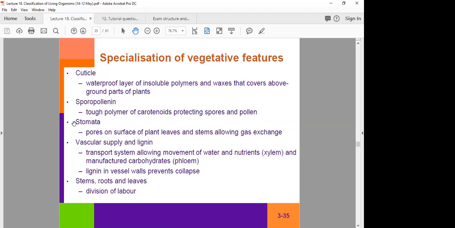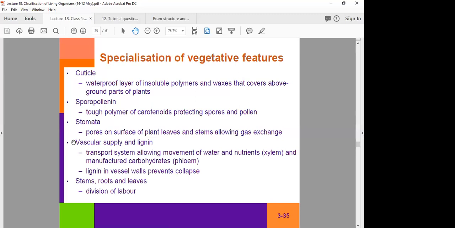Plants also evolved these structures called stomata, and we've also covered this briefly in a previous lecture. And stomata are these tiny pores on the surface of plant leaves and stems that allow carbon dioxide to diffuse into the plant. And of course, carbon dioxide is critical for photosynthesis.